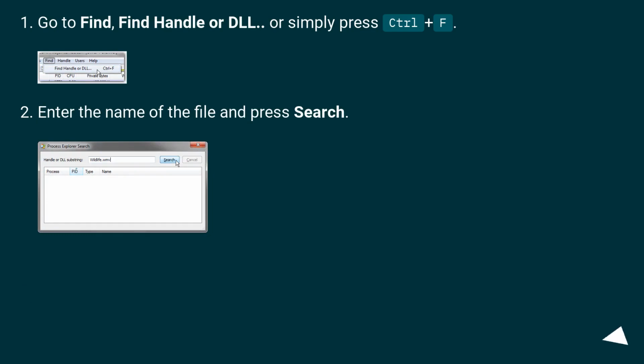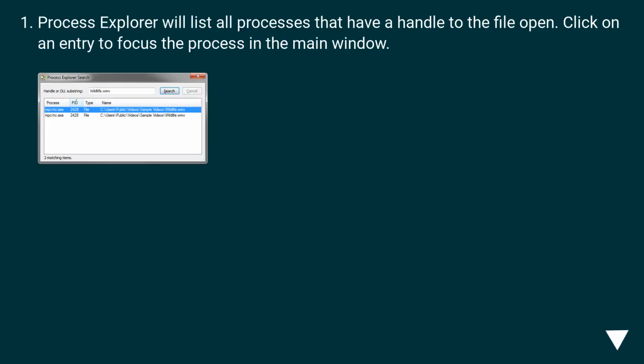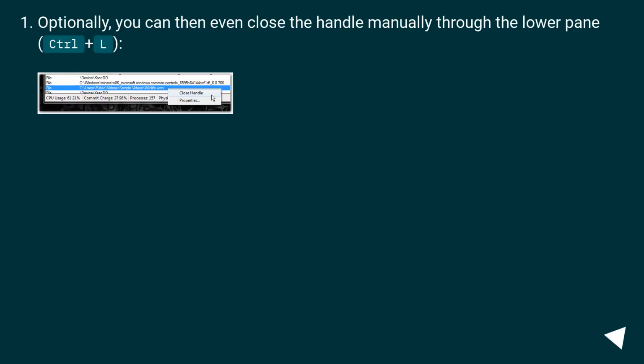Go to Find Handle or DLL, or simply press Ctrl+F. Enter the name of the file and press Search. Process Explorer will list all processes that have a handle to the file open. Click on an entry to focus the process in the main window. Optionally, you can then even close the handle manually through the lower pane, Ctrl+L.